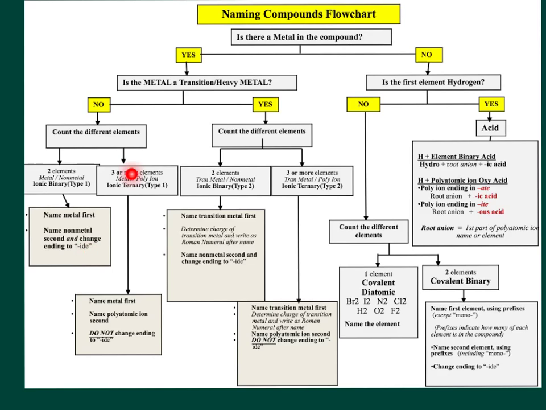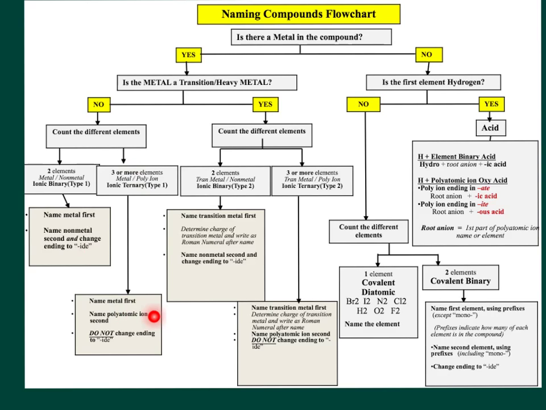If there are three or more elements, what you have then is an ionic ternary. And again, you're going to write the name of the metal first, or the cation, and then you write the name of the polyatomic ion second. There's another version of this if the polyatomic ion is a cation, and we'll cover that probably in class.